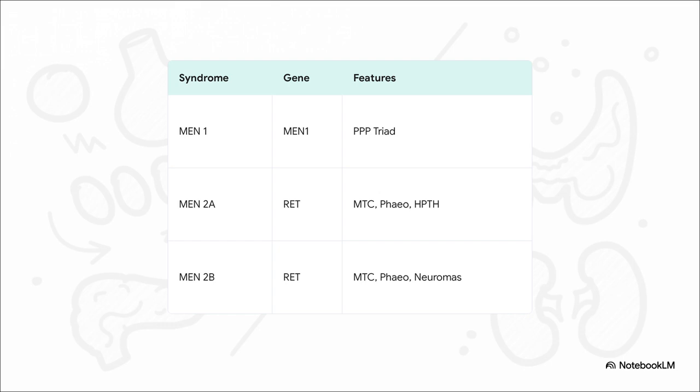MEN2A is driven by the RET proto-oncogene, presenting with medullary thyroid carcinoma, pheochromocytoma, and hyperparathyroidism. Finally, MEN2B is specifically driven by the RET codon 918 mutation, featuring that highly aggressive MTC, pheochromocytoma, and those distinct physical signs, the mucosal neuromas and a marfanoid habitus, notably without the hyperparathyroidism we just saw in 2A. Keep coming back to this contrast table. It is literally your ultimate medical exam review tool.